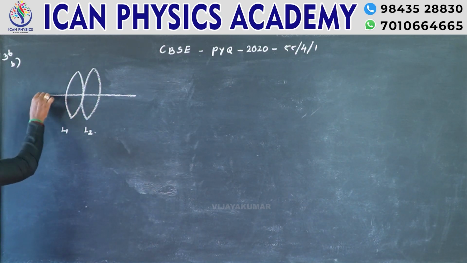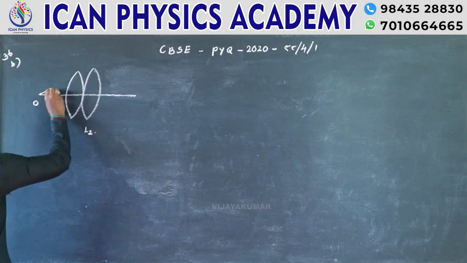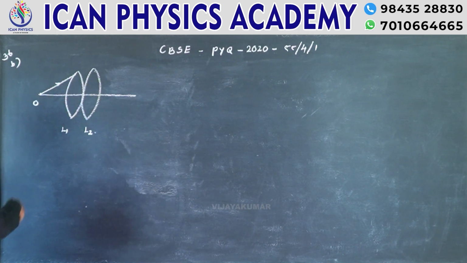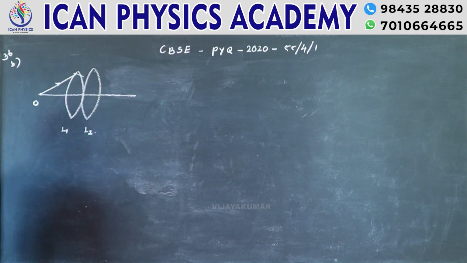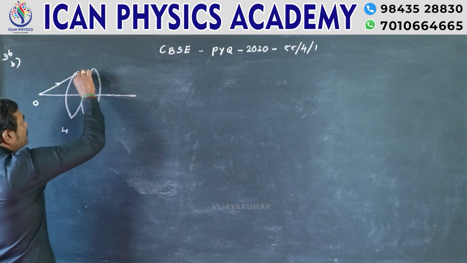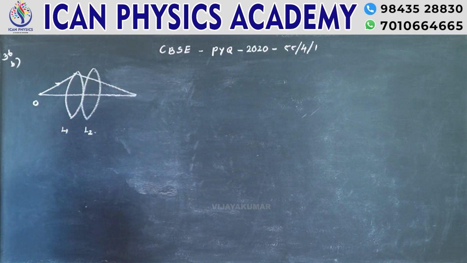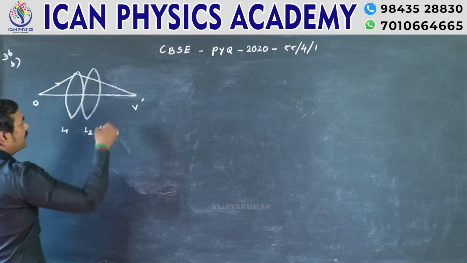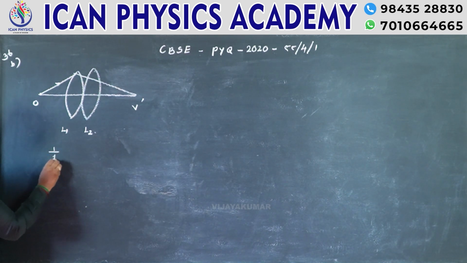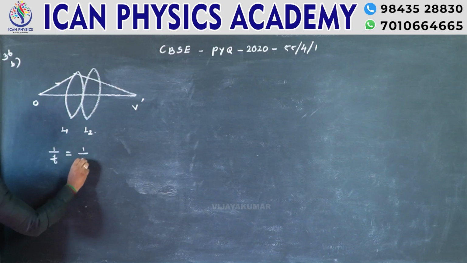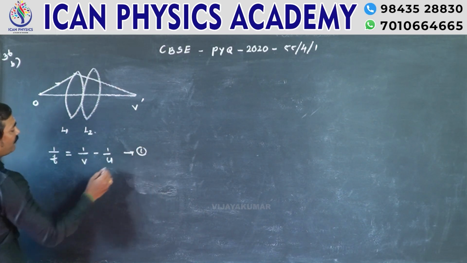Suppose the object is placed at O. From O, the ray falls on the first lens and refraction takes place. Then it falls on the second one and produces the final image at B dash. So what is the lens formula? 1 by f equal to 1 by v minus 1 by u. Now it's taken as equation number 1.